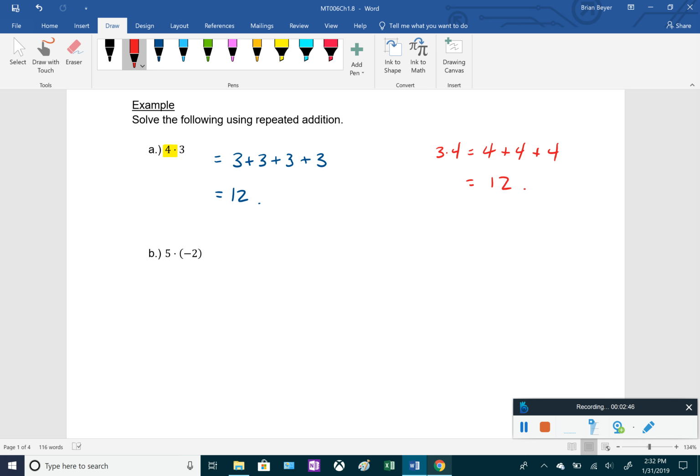For the next one, we have 5 times negative 2. That means we are adding negative 2 together 5 times. So this will be negative 2 plus negative 2 plus negative 2 plus negative 2 plus a negative 2. That's going to give us negative 10. Once again, we probably already knew that 5 times negative 2 was negative 10, but this is doing it using that repeated addition method. The first number tells us how many times we are adding the second number.